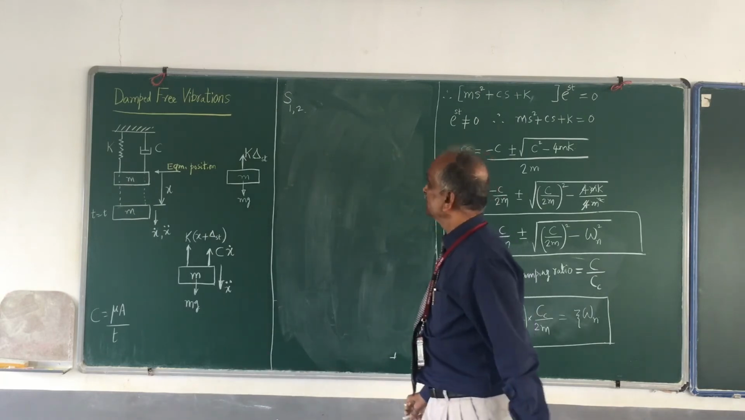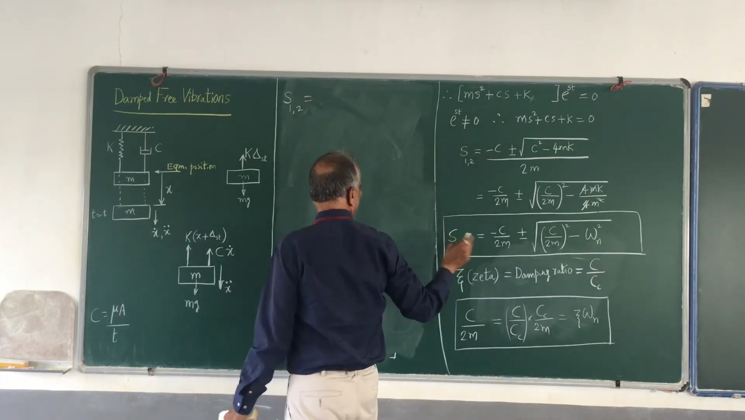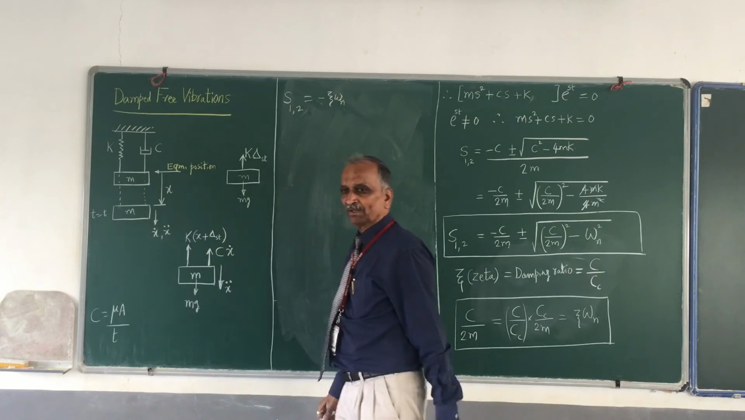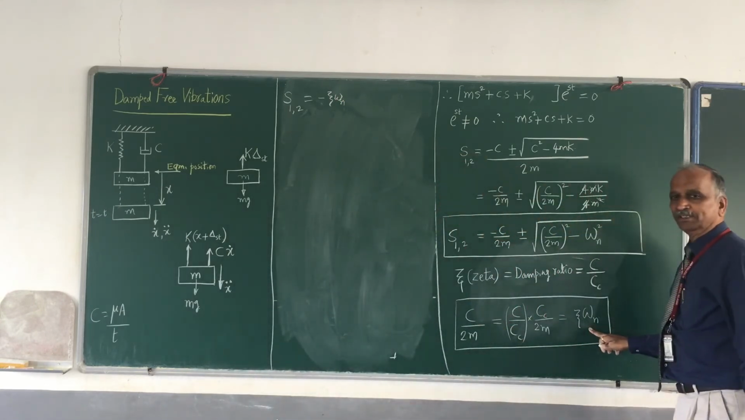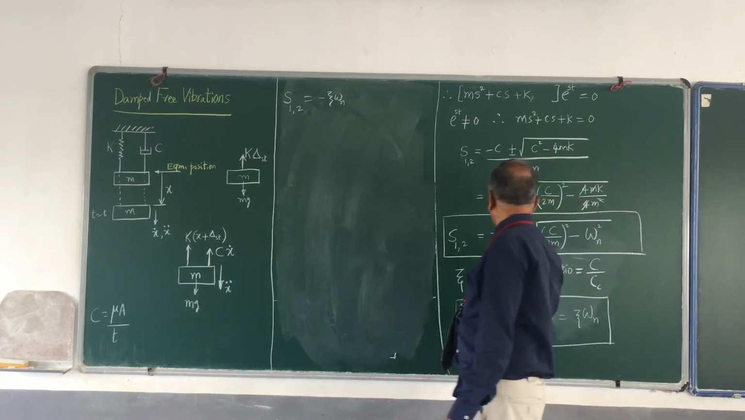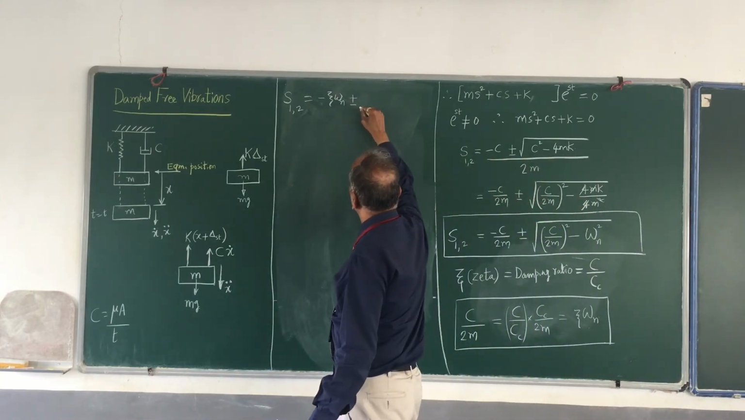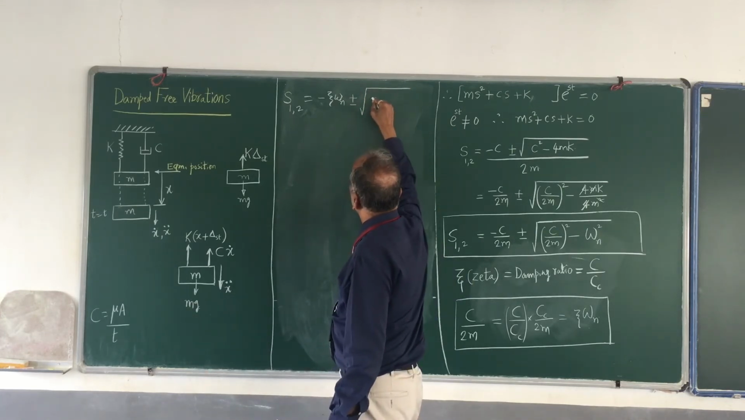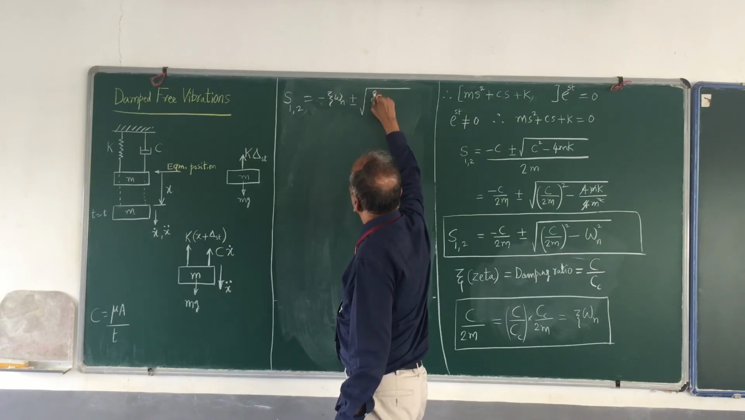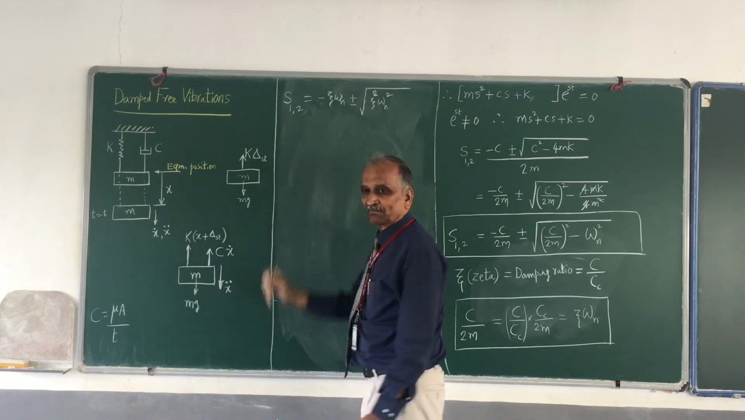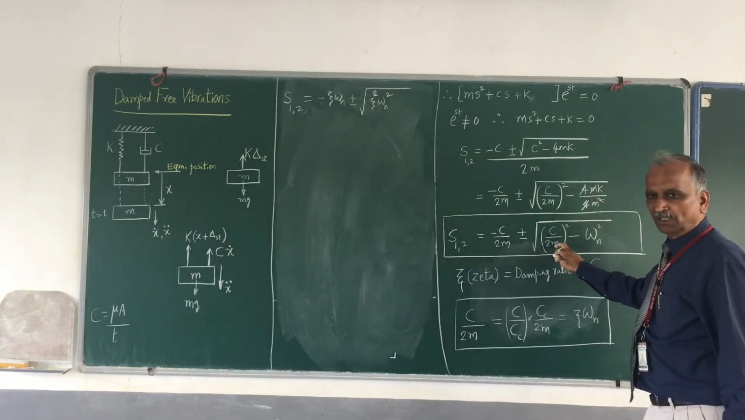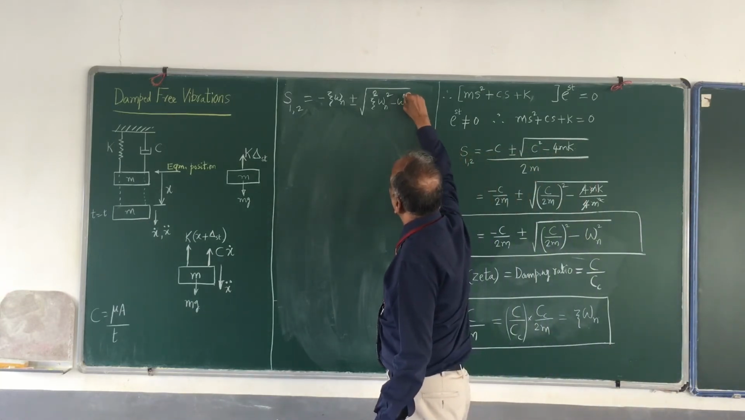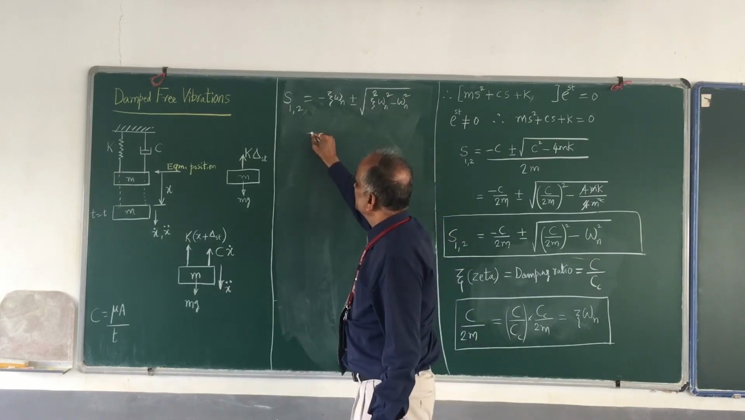Yes, S1, 2. So S1, 2 is what? The first one is minus C by 2m, plus or minus the square root of (C by 2m) whole square minus... C by 2m, we have just shown, is the same as zeta omega n. So it is zeta omega n whole square, zeta square omega n square, minus what? Minus omega n square.